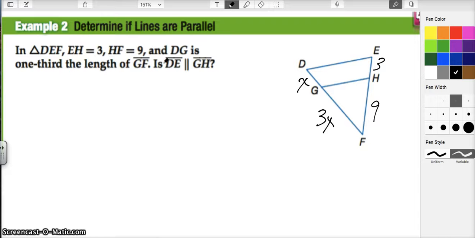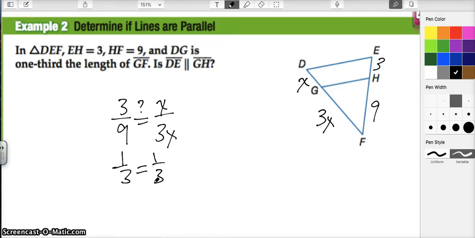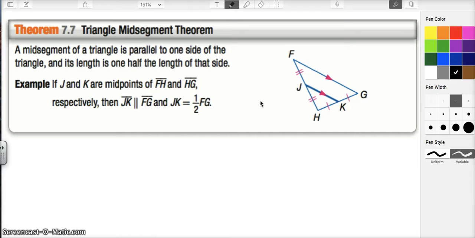So what they're asking us here is, are DE and GH parallel? And hopefully you can see that this ratio is similar, but let's check it out. If I have 3 over 9, is that the same as x over 3x? And if I reduce this guy, I get 1/3. And if I reduce this guy, I get 1/3 as well. And so that checks out. These guys are proportional. And indeed, yes, DE and GH are parallel.